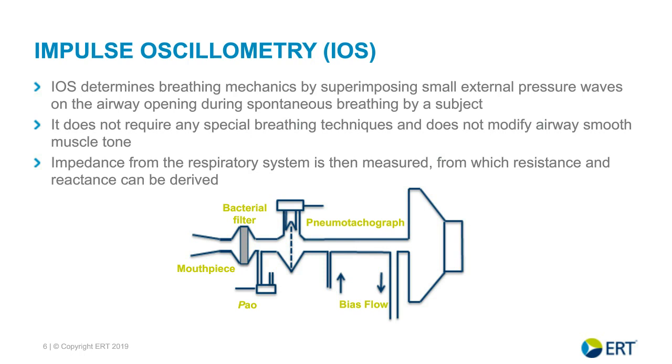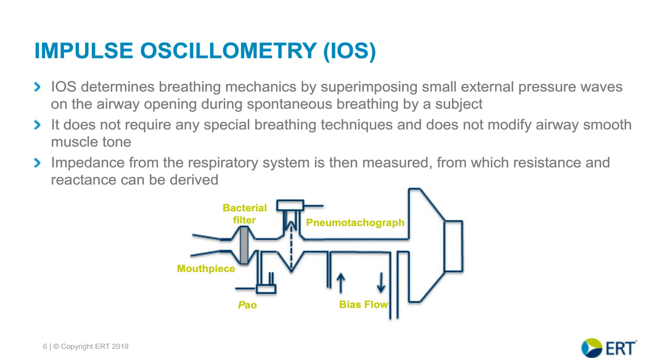Impulse oscillometry, or IOS, basically determines the mechanics of the respiratory bronchial tree by superimposing external pressure waves at different frequencies, usually at a multiple of 5 Hertz, and usually between 5 and 35 Hertz. It's superimposed on spontaneous tidal breathing by the subject. As such, this is a very physiological maneuver, as opposed to the rather artificial forced expiratory maneuver employed in spirometry. And it's very easy for patients to do.